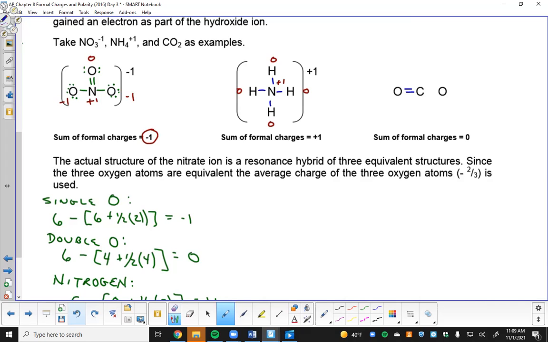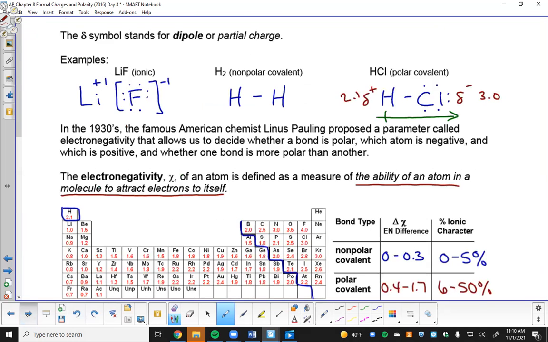And if we did this, we would see 0, 0, and 0 for the formal charges. And that adds up to 0, which makes sense because it should be 0 if you're talking about a neutral molecule like carbon dioxide. So that by itself just seems like calculating numbers for no reason, probably. Let me show you what the reason for doing this is. Skip a page, this page.